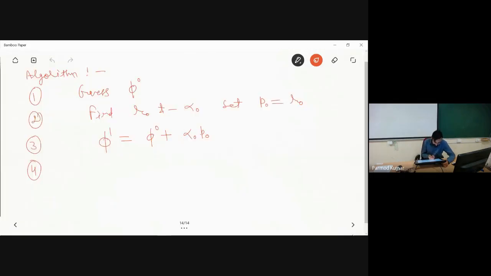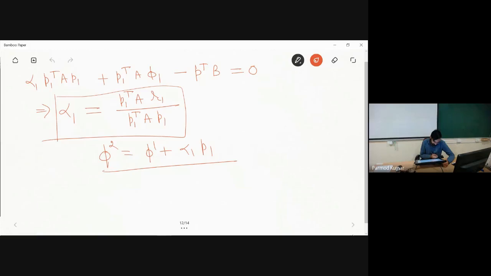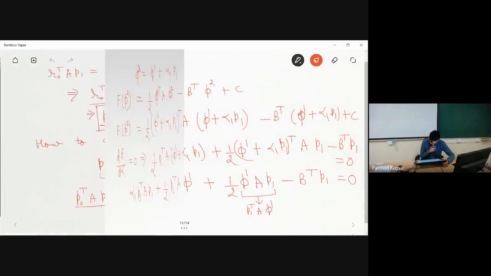P1 is equal to, please tell me, what is the value of P1? R1 minus beta 1 into P naught. Okay. So what is the value of beta 1? I have shown you in the previous slides. Please tell me the value for beta 1.